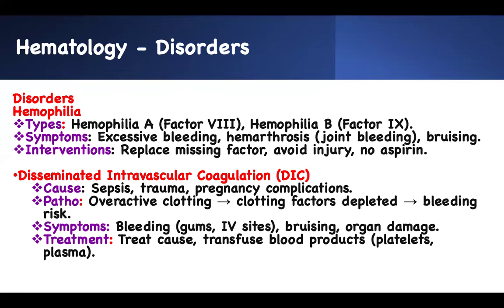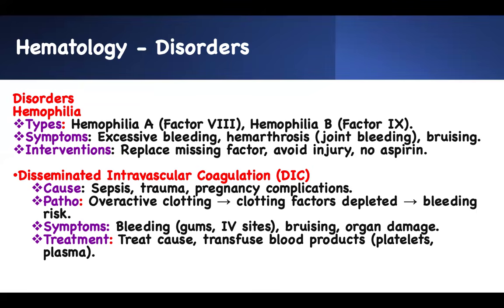If they need factor 8, give it to them. If they need factor 9, give it to them before you talk about bleeding precaution. They lack the factor to clot. So while you're paying attention to bleeding precaution, they're still bleeding. So give them the factor that they need.